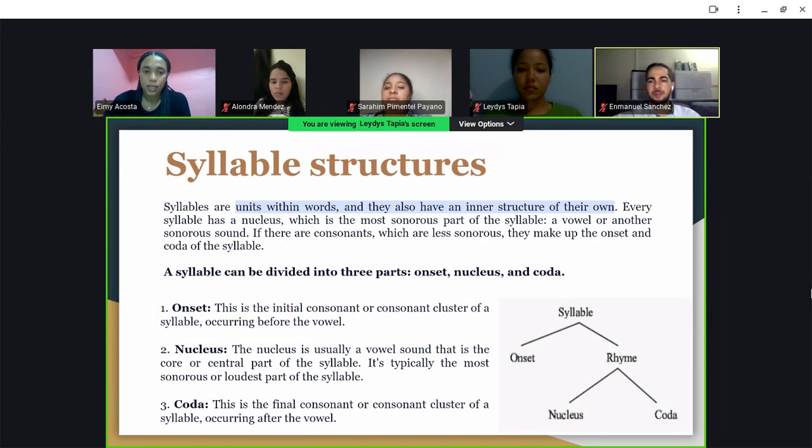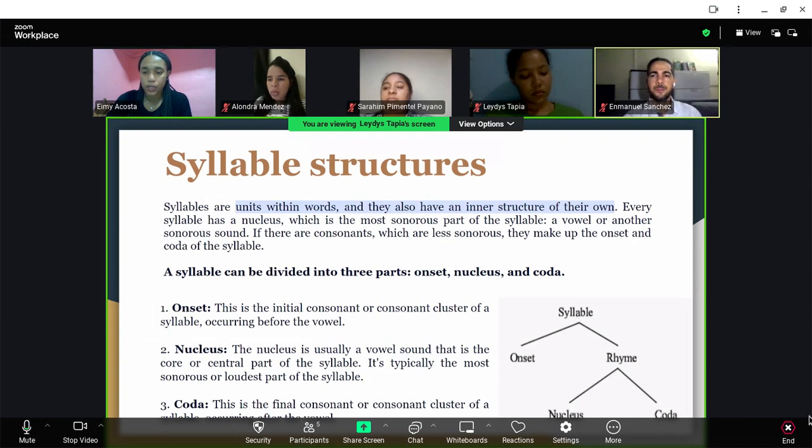The onset is the initial consonant or consonant cluster of a syllable occurring before the vowel. The nucleus is usually a vowel sound that is the core or central part of the syllable. It's typically the most sonorous or loudest part of the syllable. And the coda is the final consonant or consonant cluster of a syllable, occurring after the vowel, as you can see in this example here.